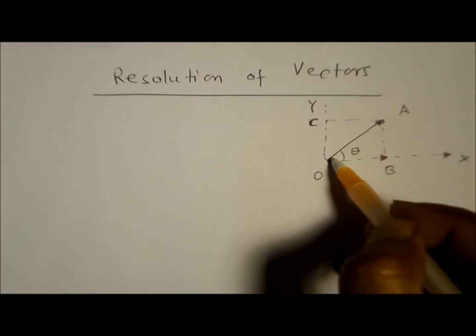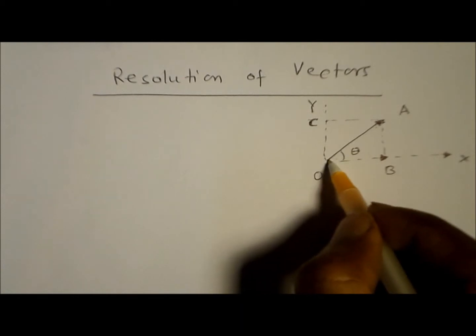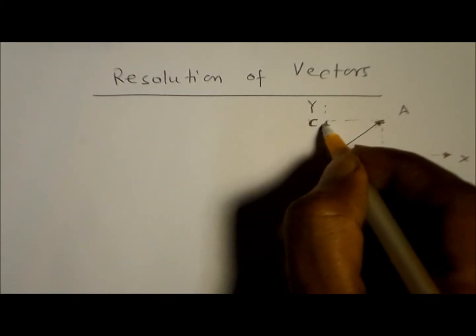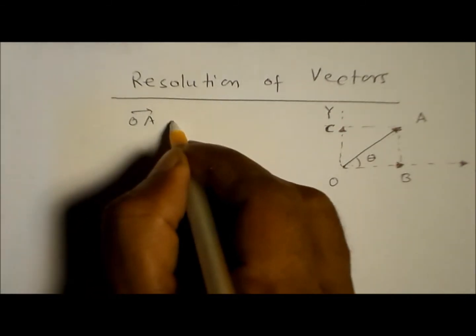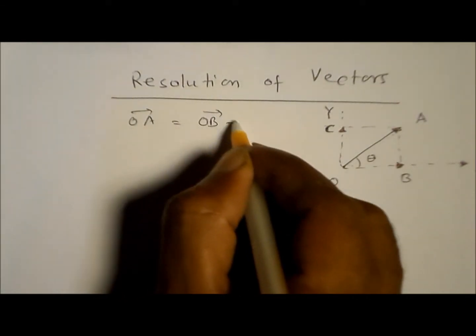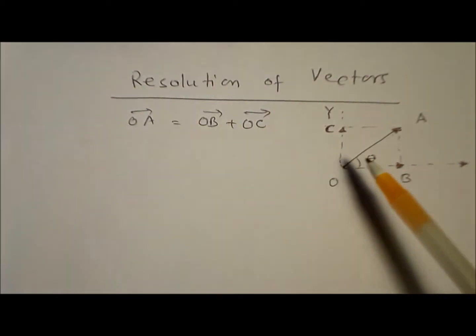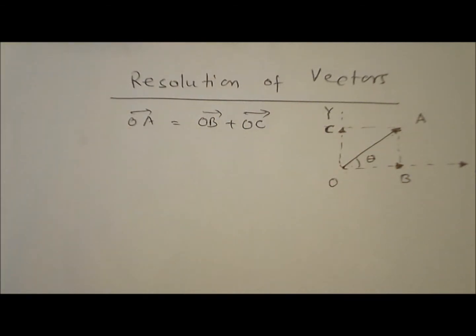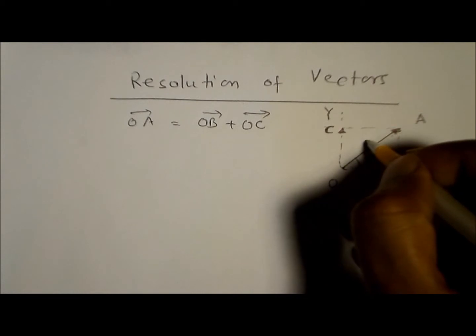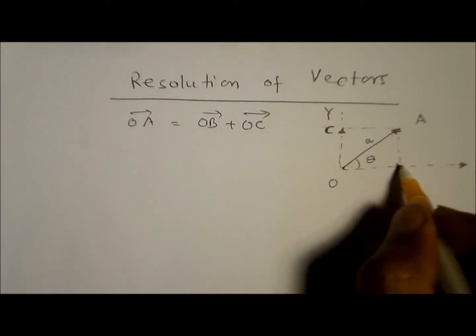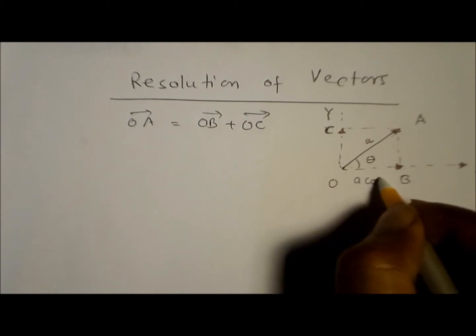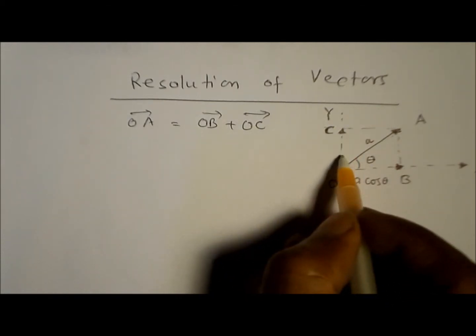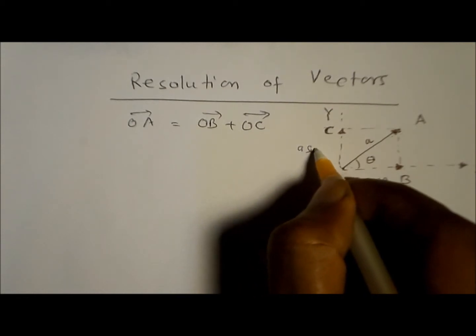You can see that this OA vector can be expressed as the sum of OB vector and OC vector. We write it as OA vector is equal to OB vector plus OC vector. So we have resolved this OA vector into vectors OB and OC. That's a very simple thing. All we do is find the magnitude of OB and the magnitude of OC. Let's say the magnitude of OA vector is A, then the magnitude of OB vector is A cos theta, and the magnitude of OC vector is A sin theta.